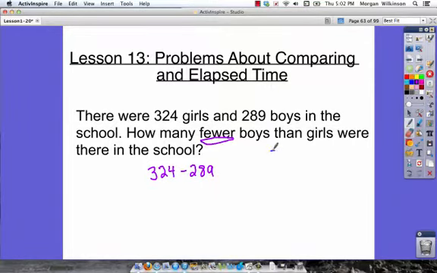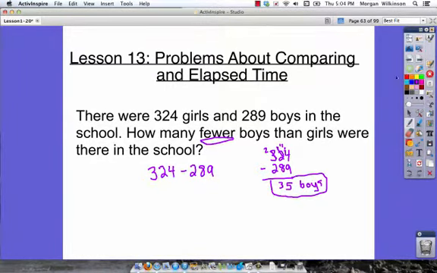Let's go ahead and do that math. 324 minus 289. We can borrow from the 3. We've got 12, but we're going to need to borrow again, so we have 11. And we have 14. 14 minus 9 is 5. 11 minus 8 is 3. And 2 minus 2 is 0. So we have an answer of 35. We need a unit. We've got boys. 35 boys would be our answer.